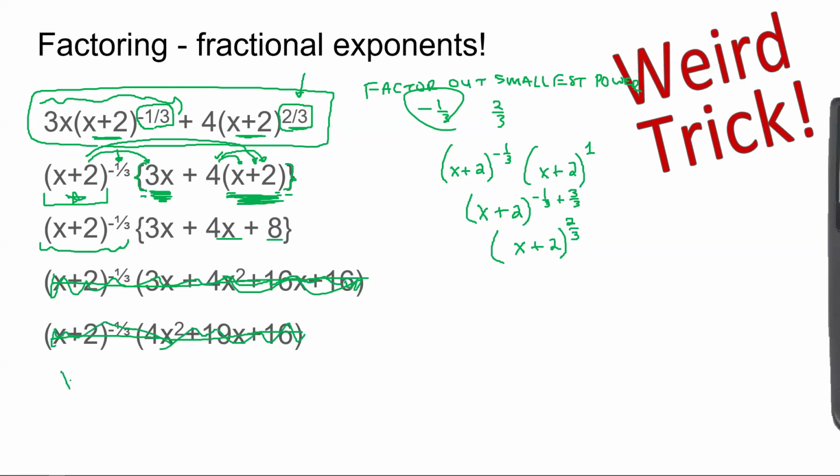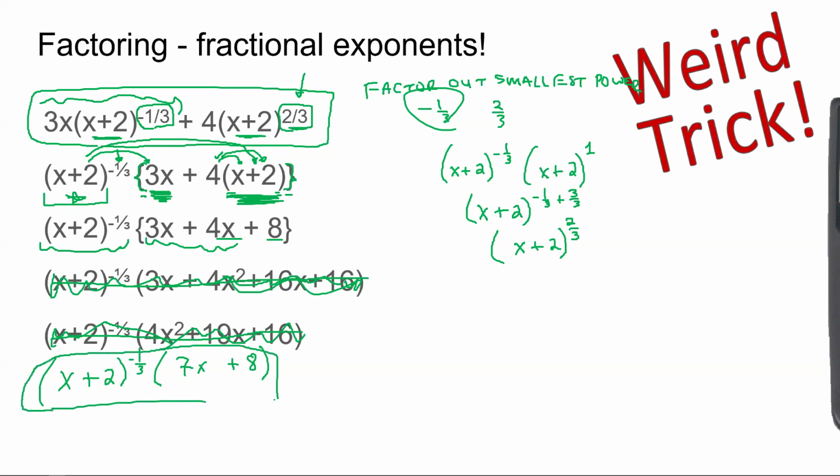And then down below here, I've still got the x plus 2 raised to the -1/3 power. And then all this stuff inside the parentheses, I got a 3x and a 4x. So it'd be real nice to put that together to make 7x. Got the +8 hanging on the end. And that's as far as that one's going right there. Okay. That one's kind of weird, but it does work out.